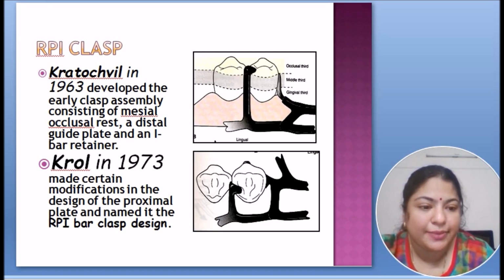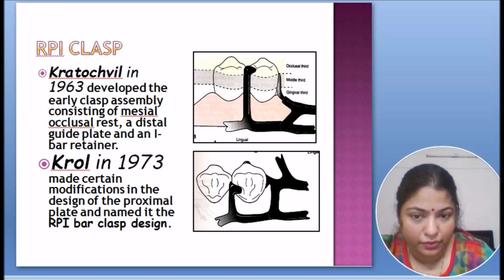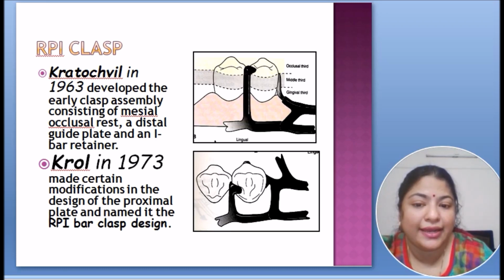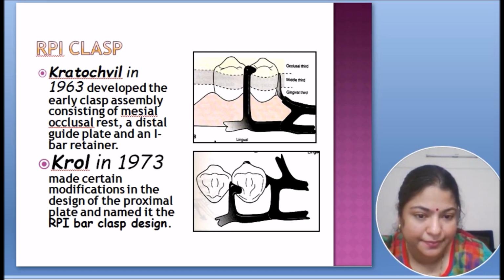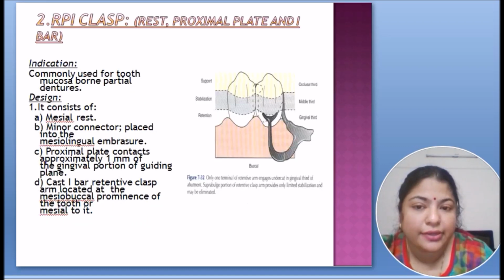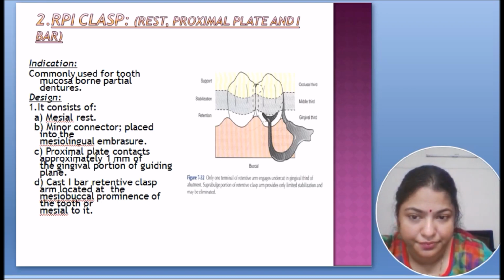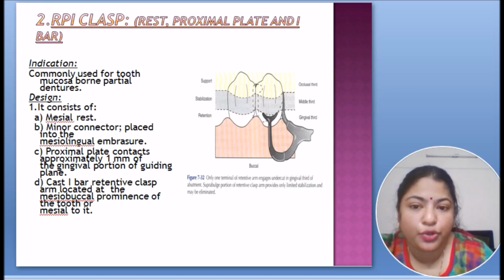Now this famous concept of the RPI clasp was given by Kratochvil in 1963, on a distal extension basis. So this design is also called the Kratochvil and Kroll design, and Kroll redeveloped it in 1973 by giving it major modifications, and then it was called the RPI bar clasp design. So here RPI stands for rest, that is a mesial rest, a proximal plate and an I bar. So it is commonly used for tooth mucosa or tooth tissue borne partial dentures.